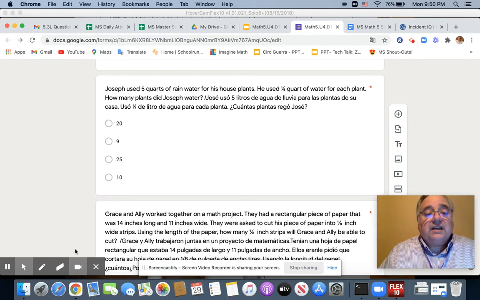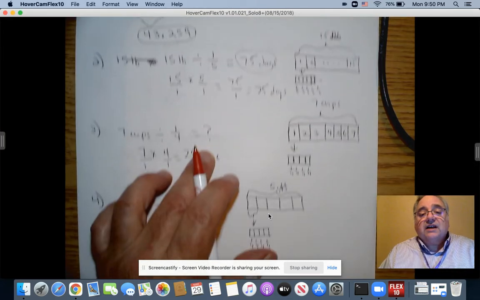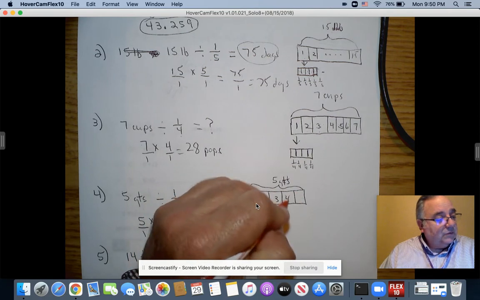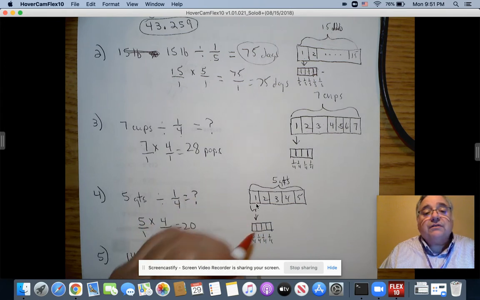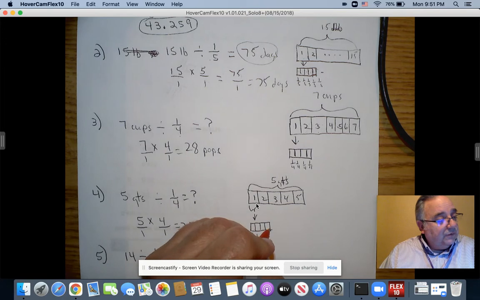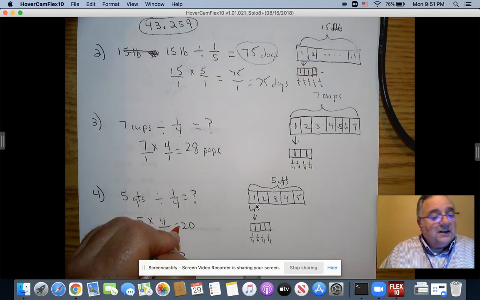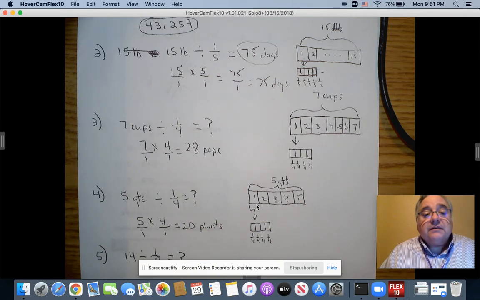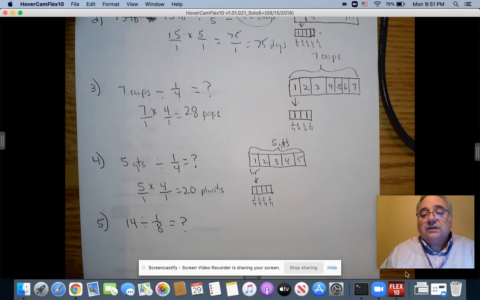Well, once again, let's go to the FlexCam. I go ahead and say I got 5 quarts down here. I make my tape. 1, 2, 3, 4, 5. I know that each one is divided into fourths because it says 1/4 of a quart. 1, 2, 3, 4. So 5 times 4 gives me 20 plants that he can go ahead and water. And let's do the last one here.